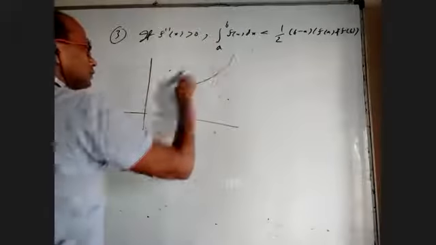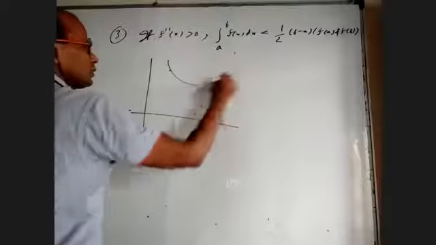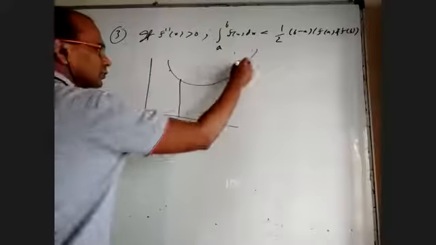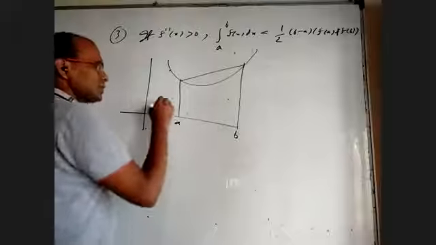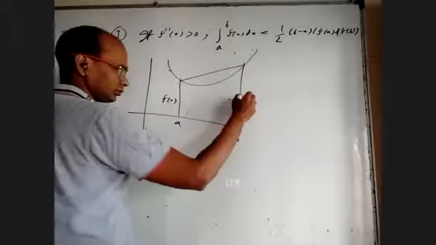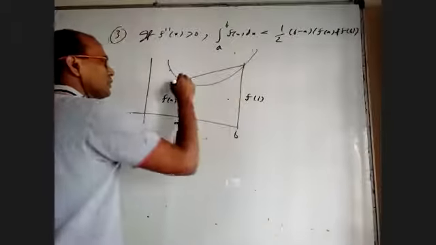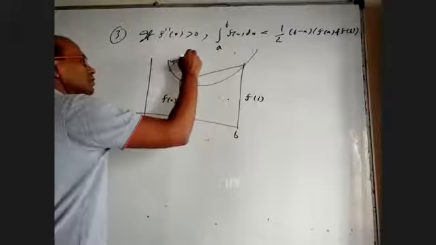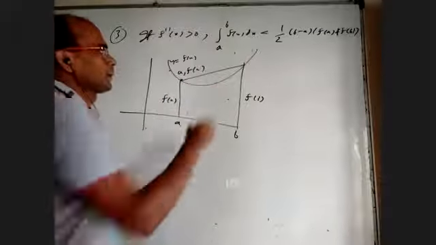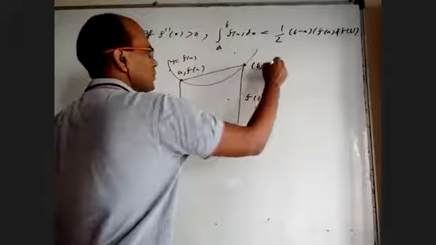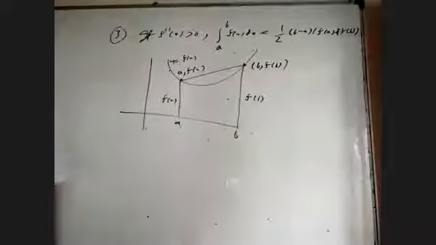You take a curve, anything like this, with a part of it. This is a, this is b, this height is f of a, this height is f of b. This is y equal to f of x. This point is a comma f of a, and this point is b comma f of b.